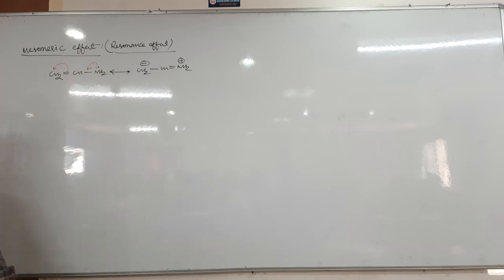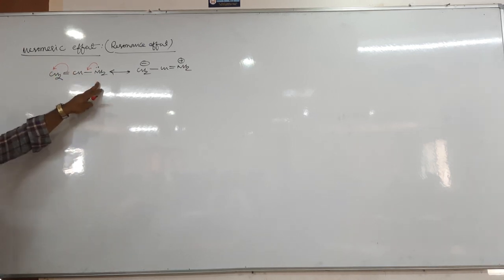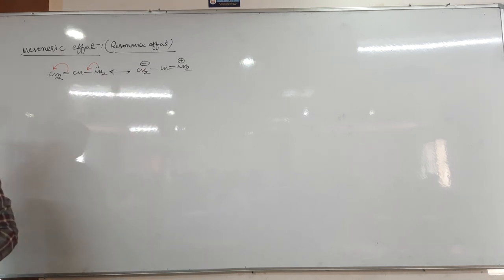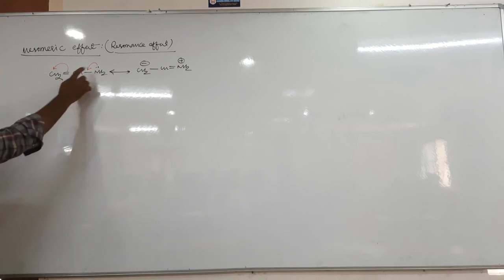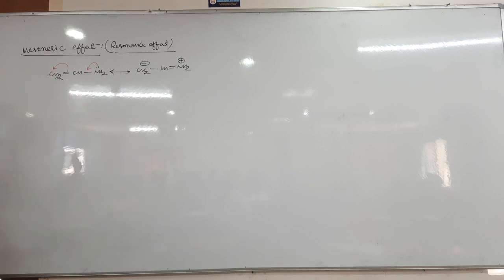Then how do you define the mesomeric effect? The polarity produced in the molecule due to interaction between pi bond and lone pair in a conjugated system is called the mesomeric effect. So due to the mesomeric effect, polarity will be produced. The polarity is produced in the molecule due to interaction between pi bond and lone pair. That should be in a conjugated system only. Therefore, the mesomeric effect is only possible in a conjugated system, but not in a non-conjugated system.